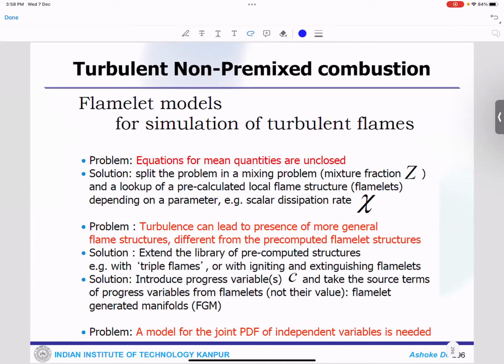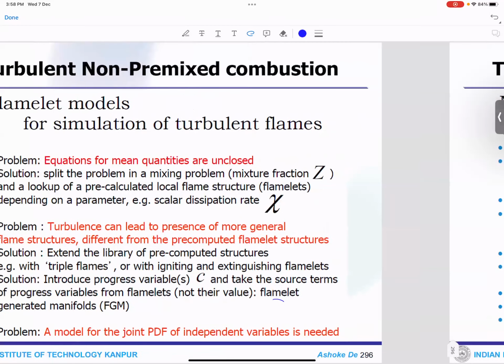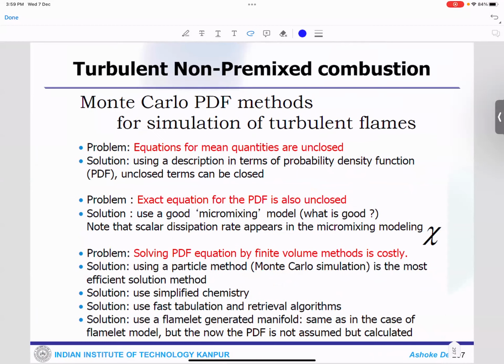That is called a different kind of approach, flamelet generated manifold, FGM. That means my flame profiles are going to be function of not only mixture fraction or scalar dissipation rate, also progress variable. Or you can model a joint PDF, things like that. So equations for mean quantities are unclosed. So using a description by probability density, this can be closed. Exact equations for PDFs are unclosed. I mean, you use some good micro mixing model. PDF equations when you are solving by finite method are costly. Yes, that's why you use particle based method.